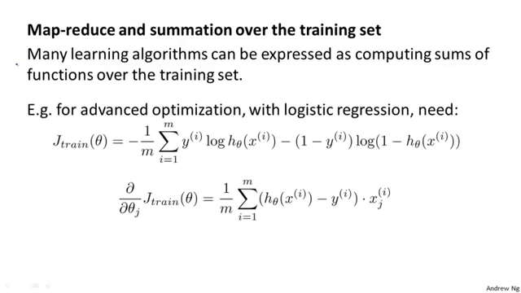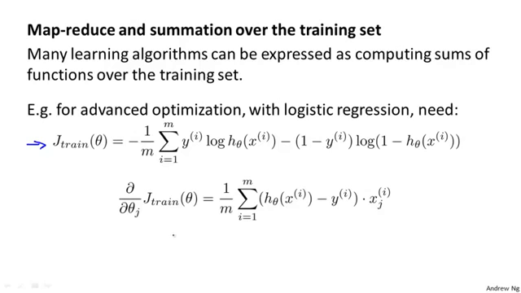Let's just look at one more example. Let's say that we want to use one of the advanced optimization algorithms, things like LBFGS, conjugate gradient, and so on. And let's say we want to train a logistic regression learning algorithm. For that, we need to compute 2 main quantities. One is, for the advanced optimization algorithms like LBFGS and conjugate gradient, we need to provide a routine to compute the cost function of the optimization objective.